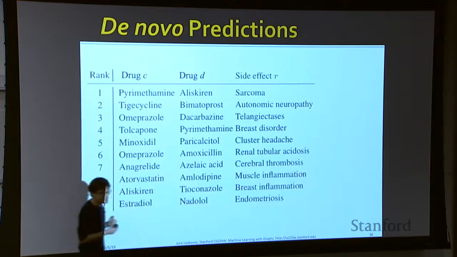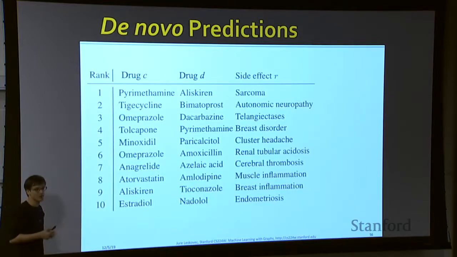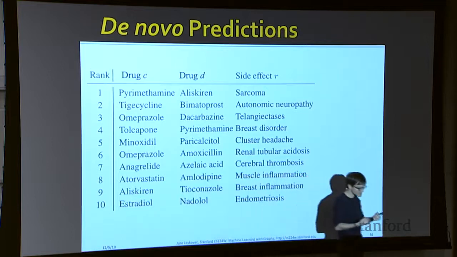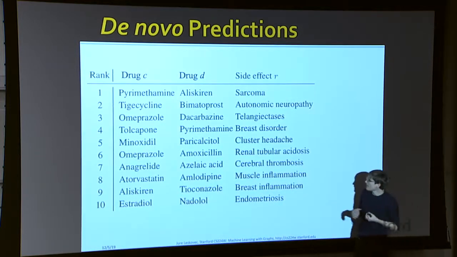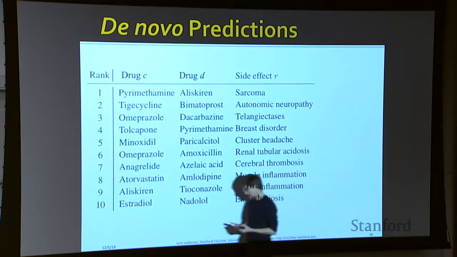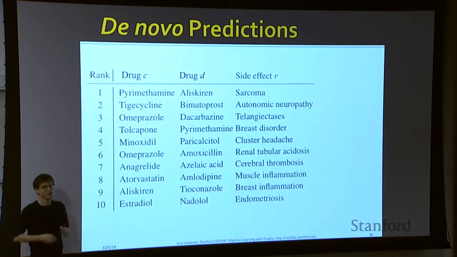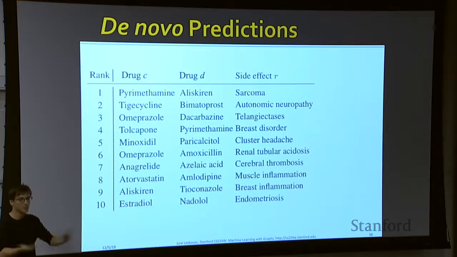What is maybe more interesting is that you can use this model and ask it to make novel predictions. So what we did is we take all drug pairs, and for every drug pair we said, what are the predictions the model makes? And here are the top 10 most confident predictions that the model makes over the data. These are predictions. This is not cross-validation. These are just pure predictions of the model.